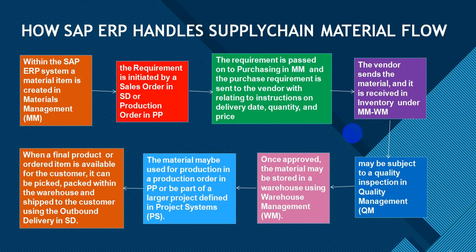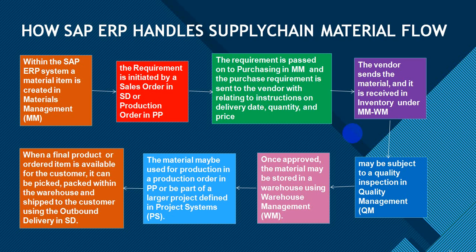So how SAP ERP handles supply chain material flow. So this is a chart that gives us how the SAP ERP handles your supply chain material flow. So you have triggered within the SAP ERP system, a material item is created in the materials management module. So also you are going to observe that these things pass through different modules. Then the second step, the requirement is initiated by a sales order in sales, SD means sales and distribution, or a production order in PP. PP means production planning. All right. So you see these are different modules within the ERP.